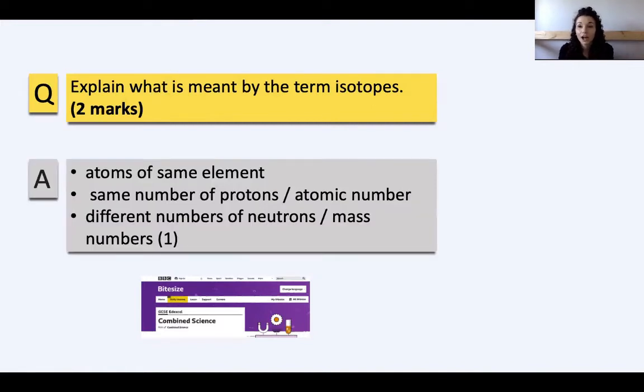Excellent. So isotopes are atoms of the same element. They're always the same element because they've got the same number of protons, the same atomic number, which means they're the same element. So same number of protons, but a different number of neutrons. And that means that they have different mass numbers. Okay, so give yourself a tick if you got those right.